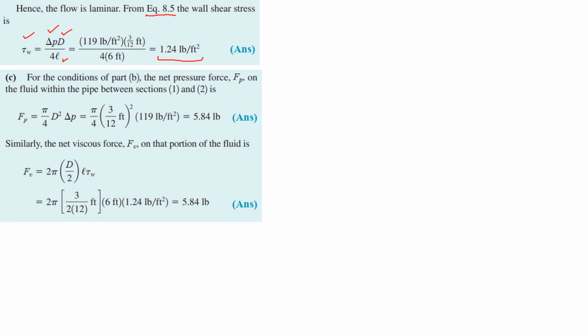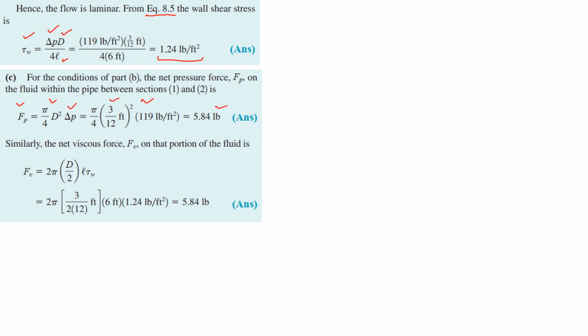So part C is finding the net pressure forces and the shear forces. We know that pressure is equal to force per unit area. So we will rearrange the formula and write it as force equal to pressure times area. We have all the values of pressure, delta P, and the value of diameter, and pi by 4.